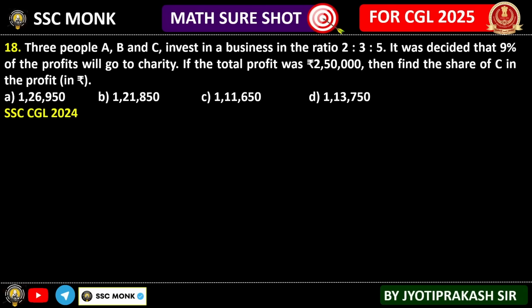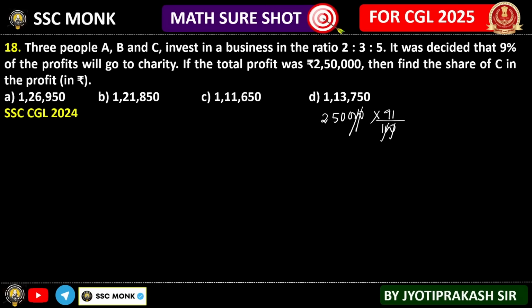Next, 3 people A, B, C in the ratio 2 is to 3 is to 5 have decided that 9% of the profit will go to charity. If the total profit is 2,50,000, find the share of C. Now see, 2,50,000 was the profit, but 9% is gone. So 91% profit is there. This is the total profit.